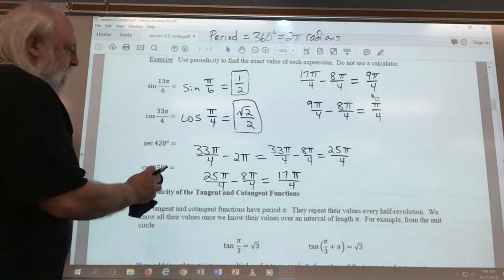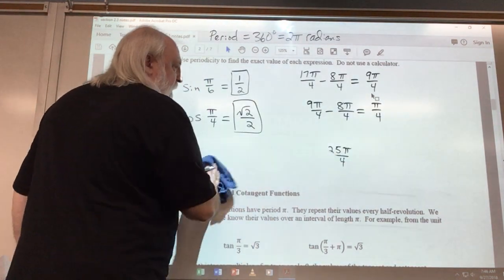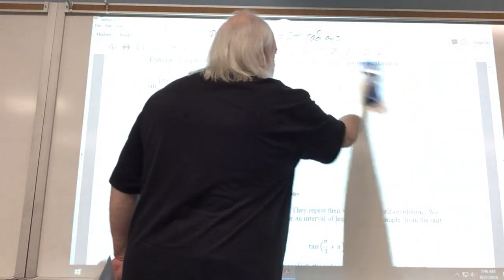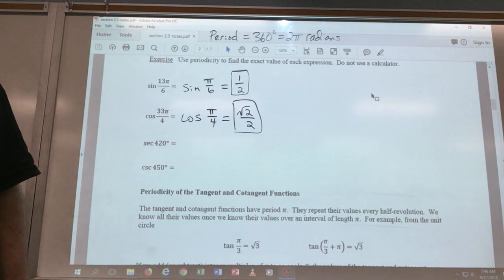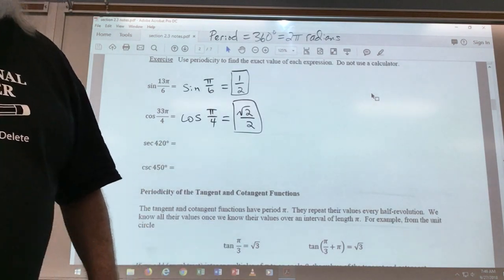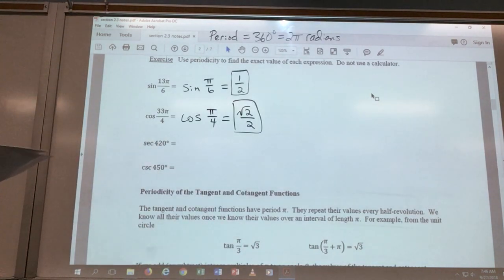That's what periodicity means. Every time I add or subtract 2 pi to an angle, it doesn't change the value of the trigonometric function.